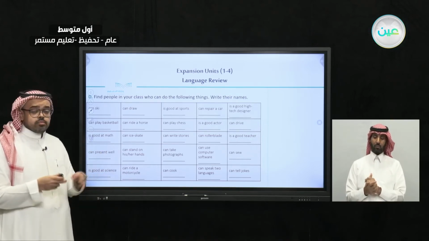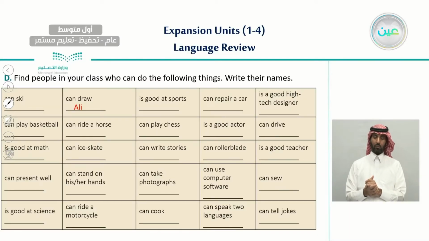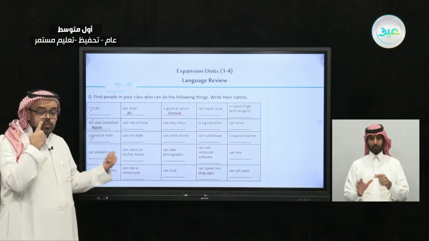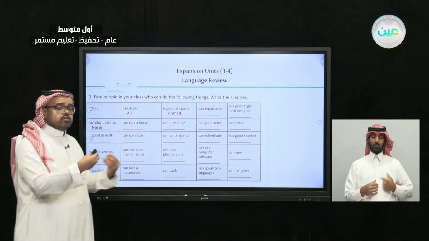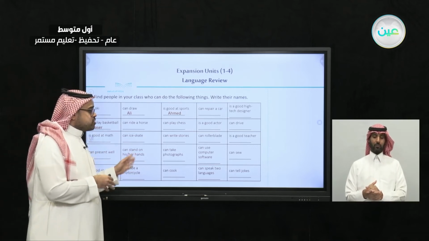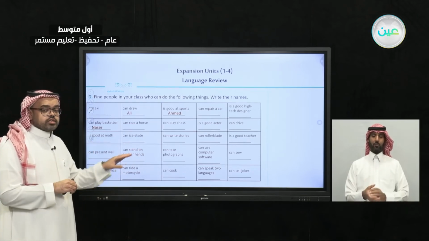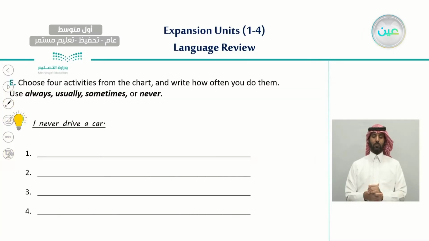So I did a simple interview with my friends. I asked my friend Ali, he said that he can draw, and my friend Ahmed, he said that he is good at sports, he likes to play a lot, and also my friend Nasser, he said that he can play basketball usually every weekend. So here you can do the same. You can ask people around you about these different activities and write down their names for the activities that they can do. Here next we have exercise E.